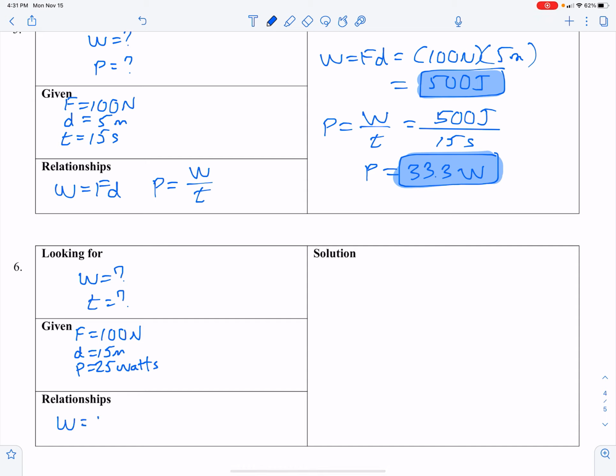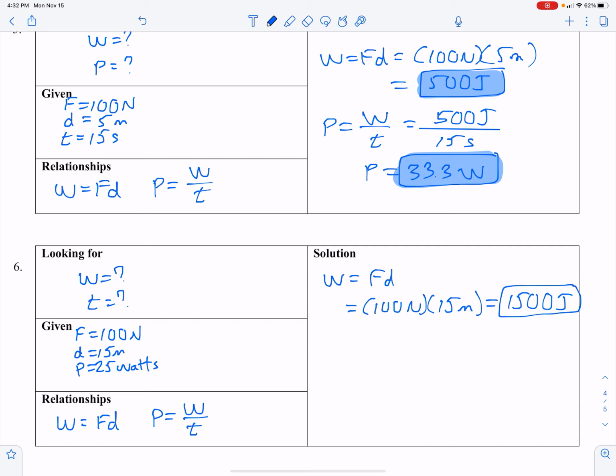That means we need our work equation. And we need the fact that the power is the rate of work done, so work divided by time. So we're going to go 100 newtons times 15 meters. Then we have 1,500 joules of work.